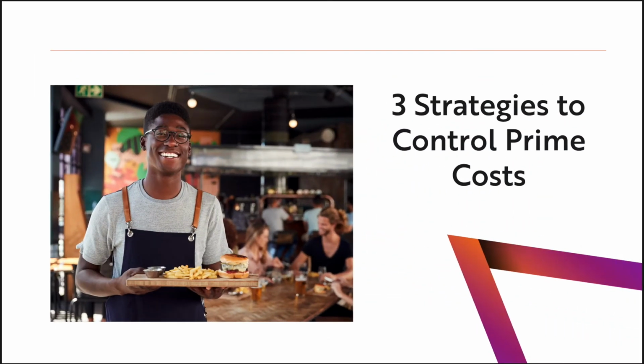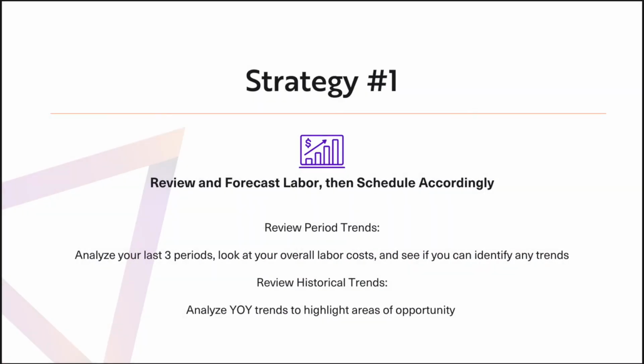So, how exactly do we control prime costs? We have 3 strategies for you to do this. Our number 1 strategy is going to be review and forecast labor and then schedule accordingly. Getting control of your labor dollars can feel like a daunting task, especially when you're facing industry-wide labor shortages.